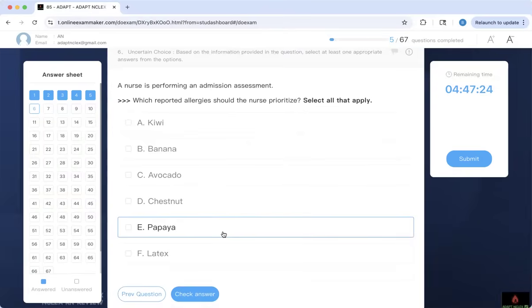And this is my favorite question, critical thinking. A nurse is performing an admission assessment. Which reported allergy should the nurse prioritize? The patient is coming to the hospital and you're going to do an assessment, and they tell you this information. Which one should you prioritize? Kiwi allergy, banana, avocado, chestnut, papaya, and latex. What do you think I'm telling you? The clue is in the latex.